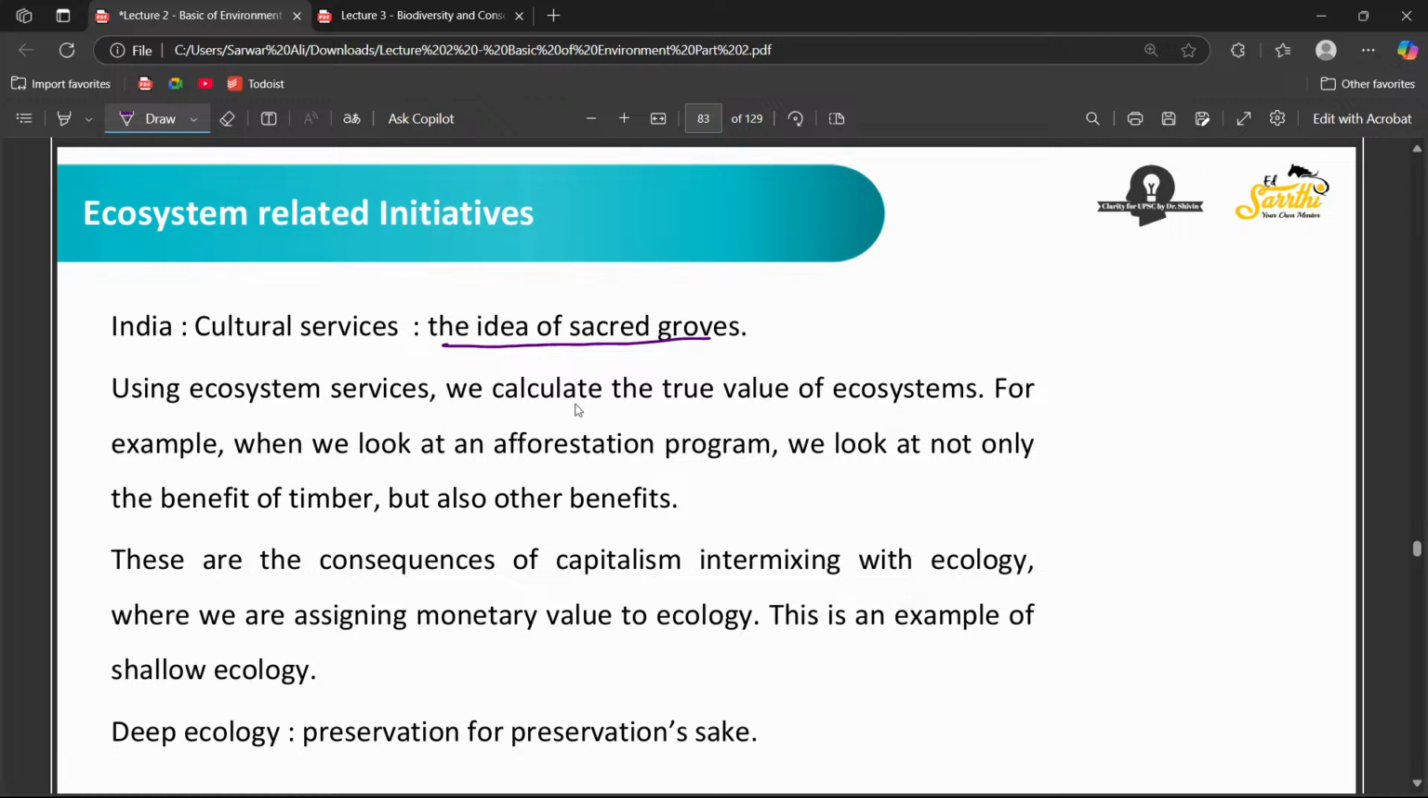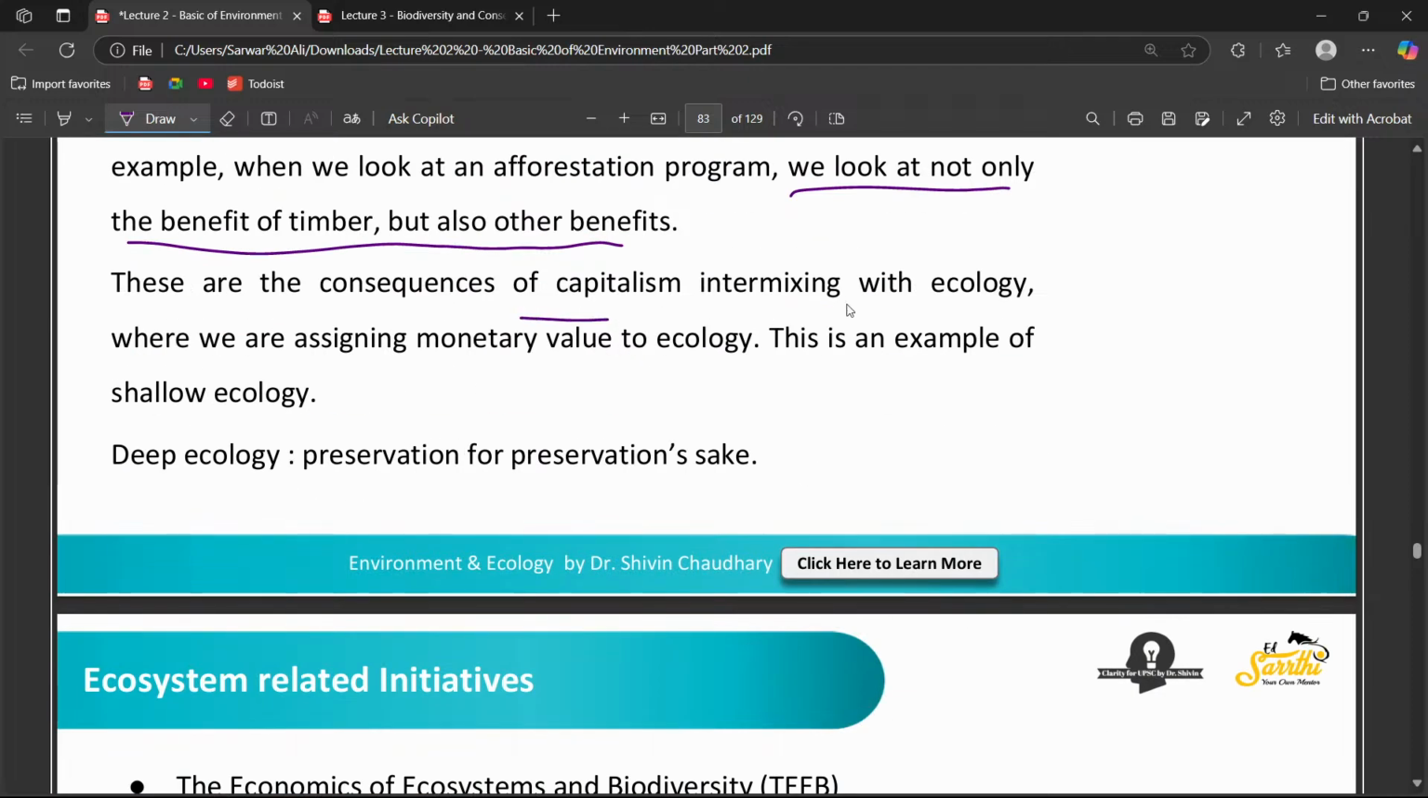Using ecosystem services, we calculate the true value of ecosystems. For example, when we look at an afforestation program, we do not only look at the benefit of timber but also other benefits. There are consequences of mixing capitalism with ecology, where we are assigning money value to ecology. This is an example of shallow ecology.